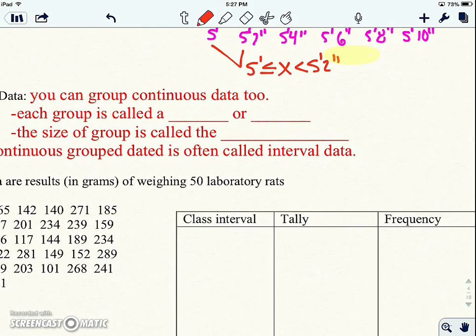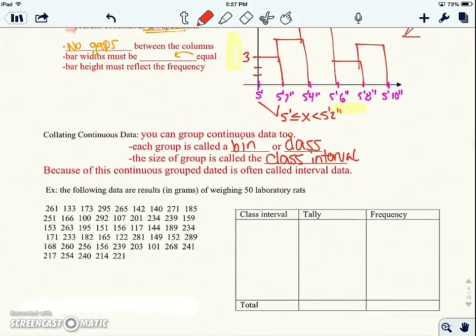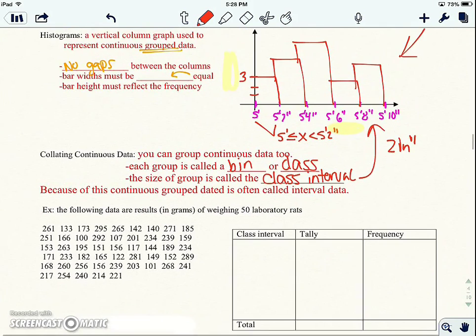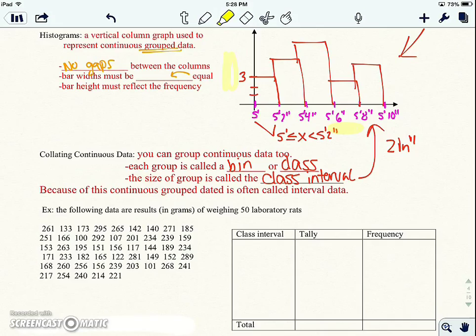Each group is called a bin or a class. IB doesn't usually use the word bin, but I prefer it. And the size of the group is called the class interval. So when I did it up here, the class interval would have been 2 inches. And that's the key thing, that it always has to be the same. This couldn't have been 2 inches and this one 4 inches. They have to be the same in every group. Okay, so here's an example.